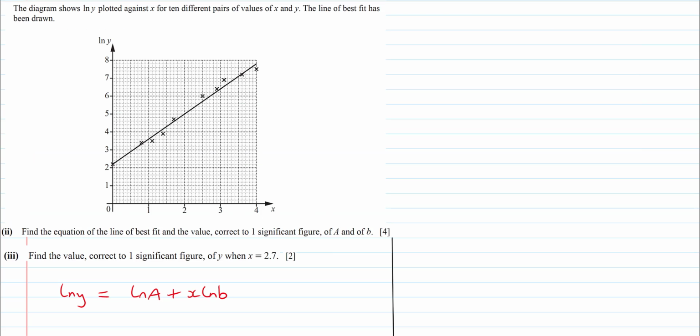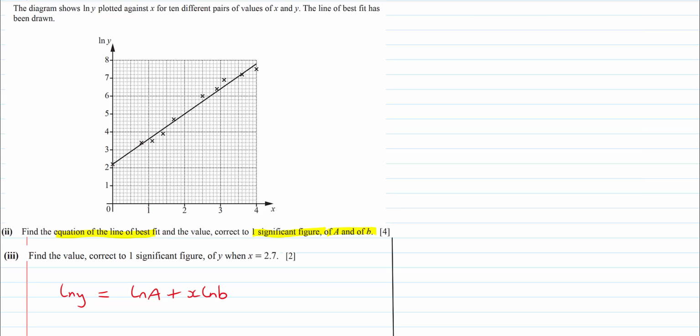For part 2, we've got this diagram which shows ln y plotted against x for 10 different pairs of values for x and y, and it shows the line of best fit. So we have to find the equation of the line of best fit and, correct to one significant figure, the values of a and b. So we'll start by finding the equation of the line of best fit.